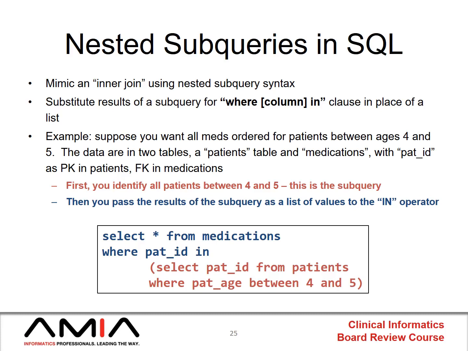Suppose that I want to look in a table for medications that contains a patient ID called pat_ID, and I want to find all the meds that we prescribed on patients between ages 4 and 5. Well, logically, the first step is I need to identify all the patients who are between 4 and 5 years of age. So that's the line that's in red there. This is my subquery. By itself, that stands as its own select statement: select pat_ID from patients where pat_age between 4 and 5.